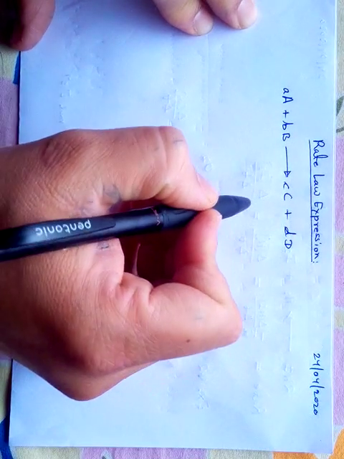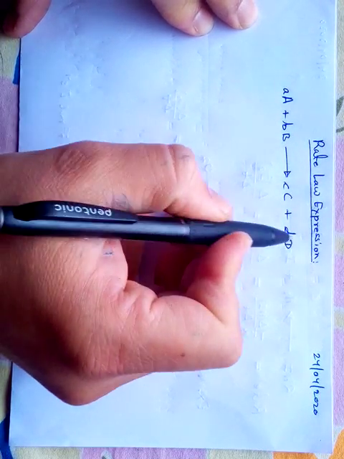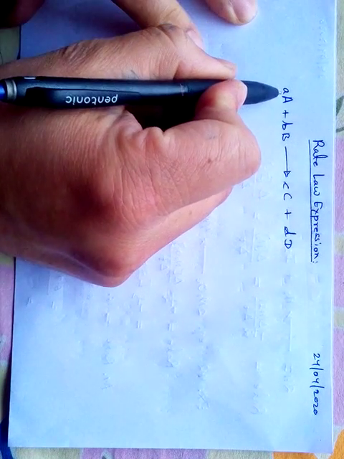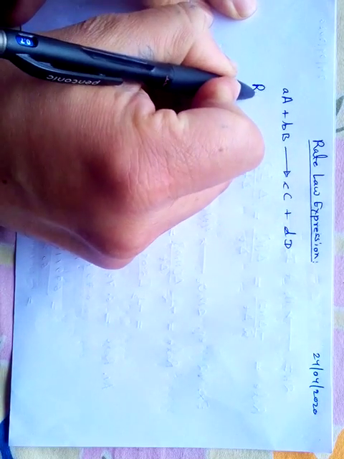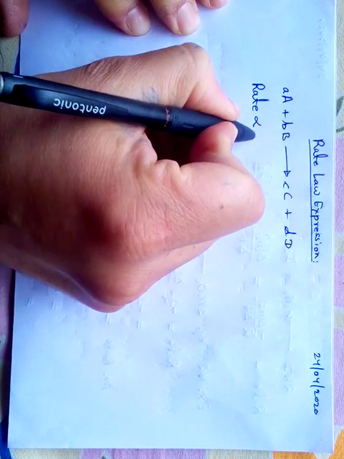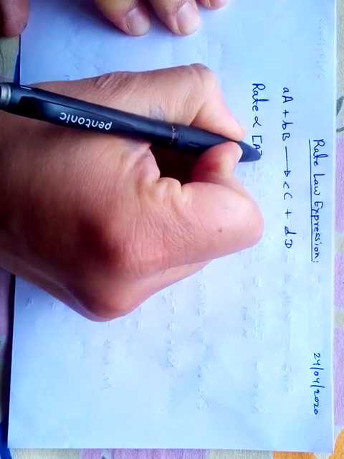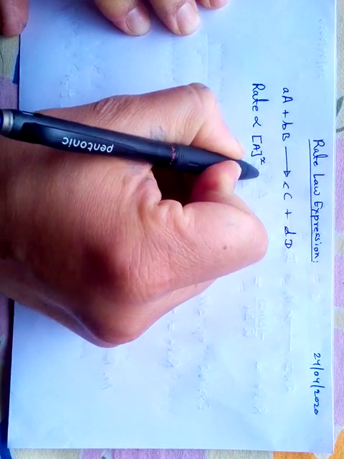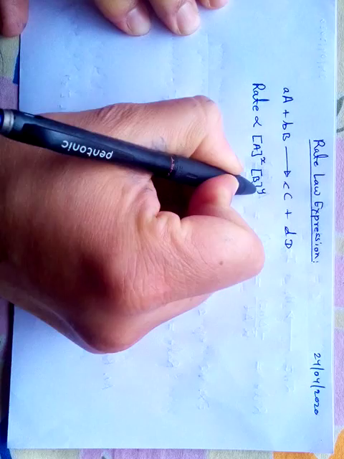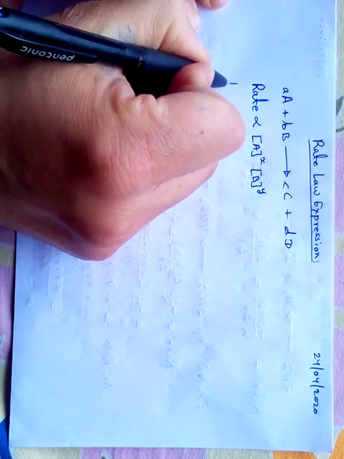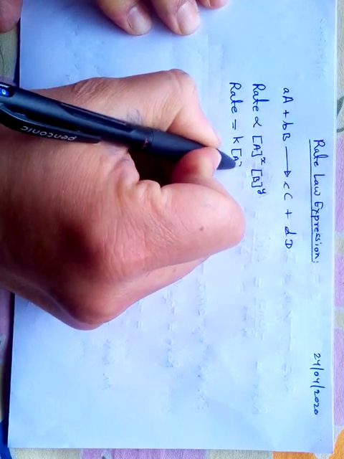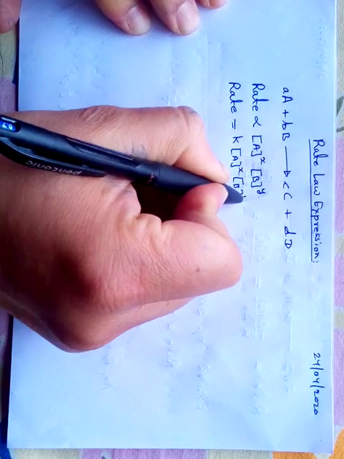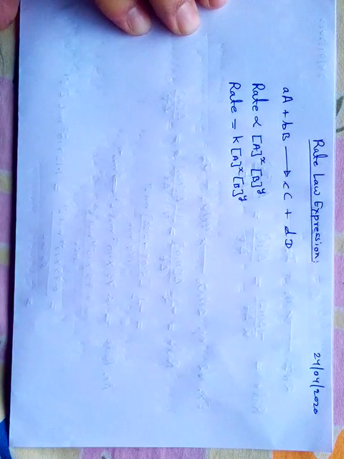Hello students. In this class we'll learn about rate law expression. For a reaction aA + bB gives cC + dD, where these are coefficients, the rate is directly proportional to the concentration of the reactants raised to the power x and y. If we introduce a proportionality constant, then rate equals k, the rate constant, times [A] to the power x, [B] to the power y. Now this is known as the rate law expression.